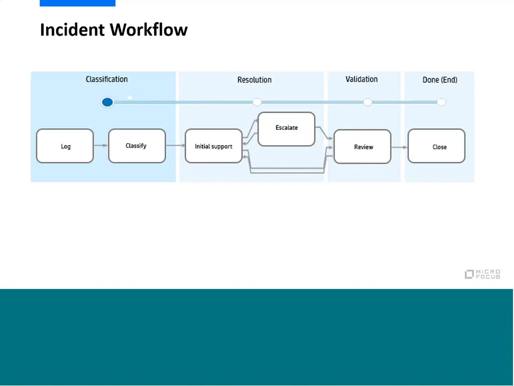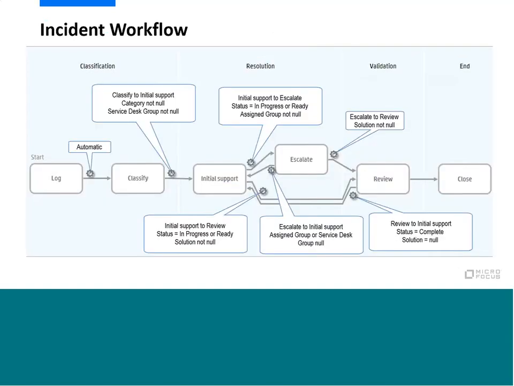From a point of view of those transitions, some of them are automatic, maybe just from log to classify as soon as the record is created. With some of the others, it's dependent on various data being put into the ticket to move it forward. Typically, to go from classify to initial support, you're going to need to assign it to someone and also have it categorized. But that in itself could potentially be automated based on how it's come through to the system.